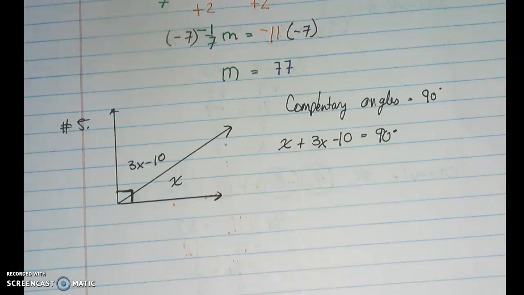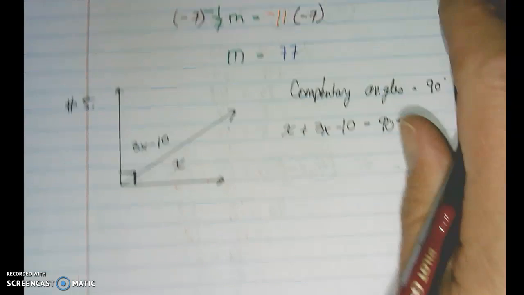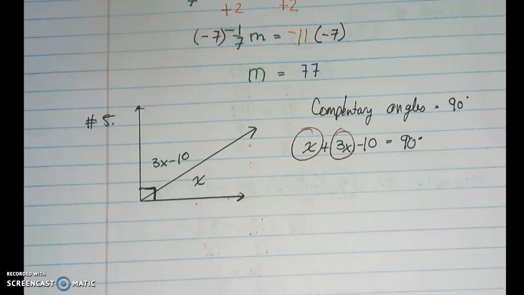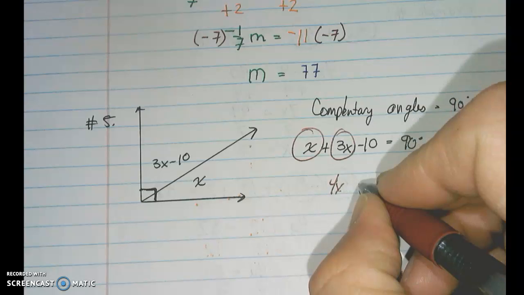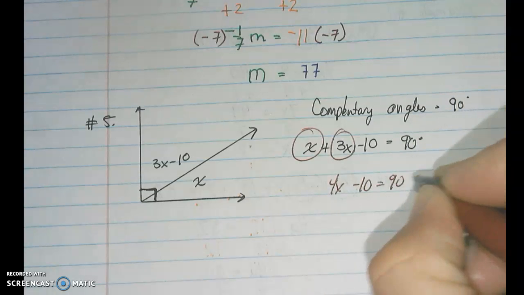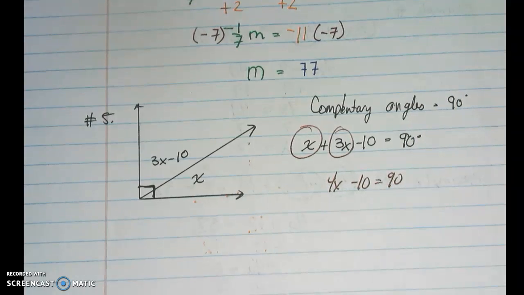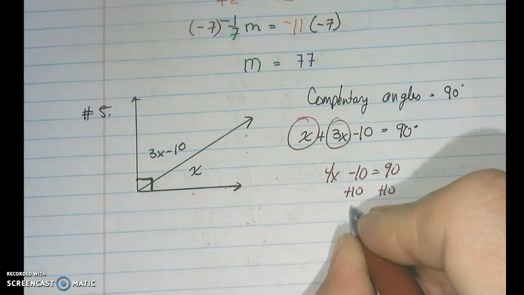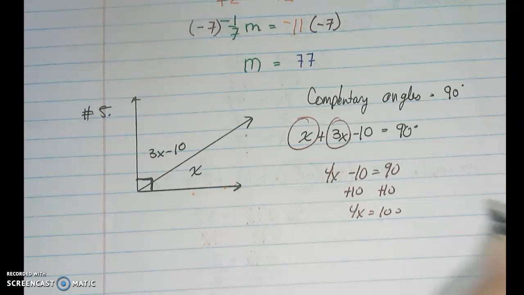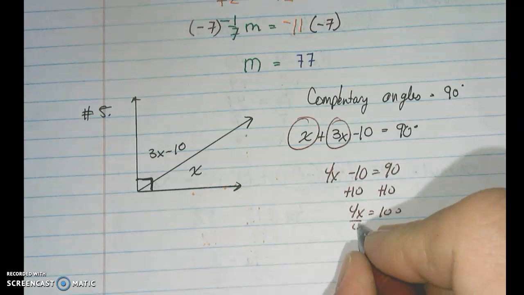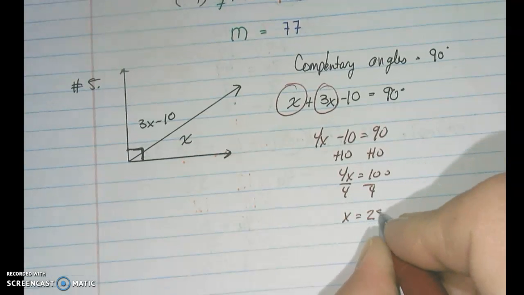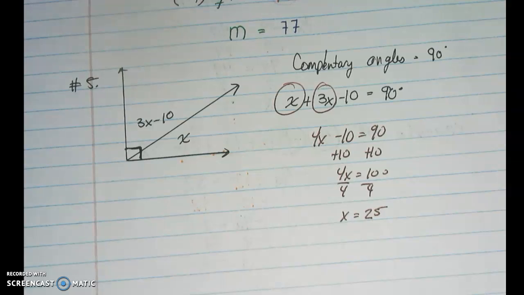So then we're just going to go real quick what we did up above. We circle our two x's. What's 1x plus 3x? 4x, perfect. And then what do I do with that 10 there? Add it, perfect. So then we're going to get 4x is equal to 100. Then I'm going to divide by 4, and x is equal to 25.